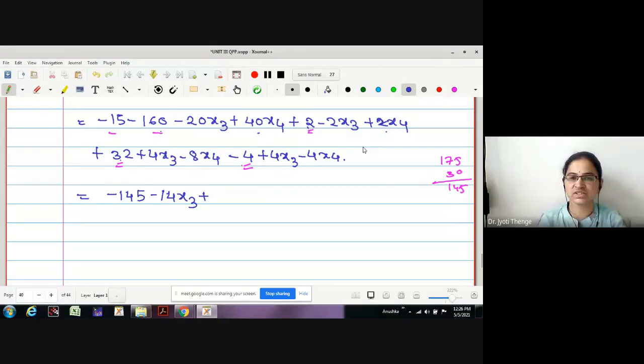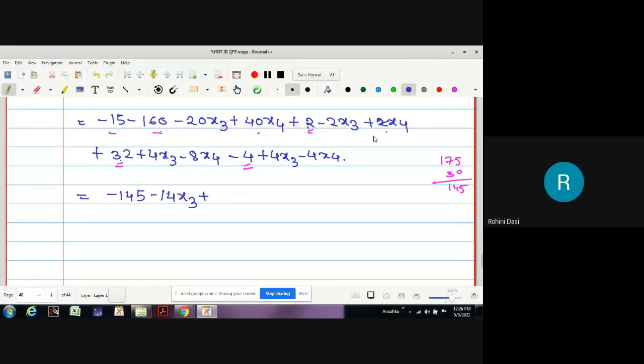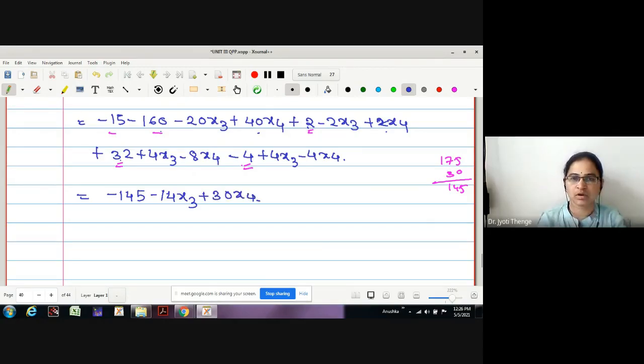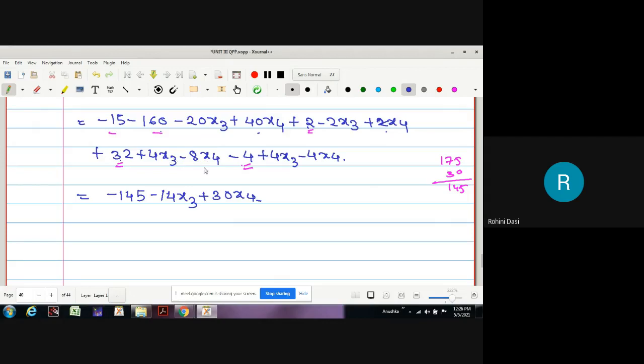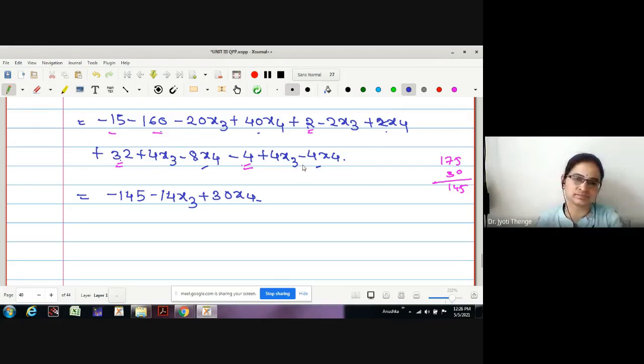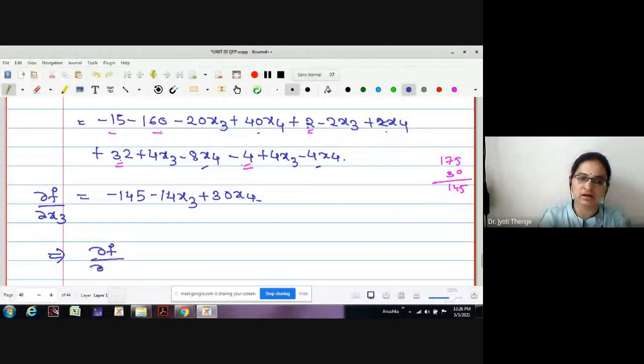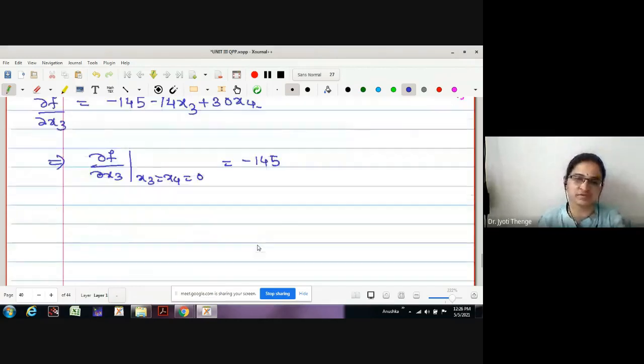Yes. How much is the x4 coefficient? 30, 30 x4. Plus 42, yes ma'am. 42 minus 12. This is the value of ∂f/∂x3. Now what were we doing? We were finding its value at non-basic variables 0, that is at x3 equals x4 equals 0. How much is the value then? This is minus 145.